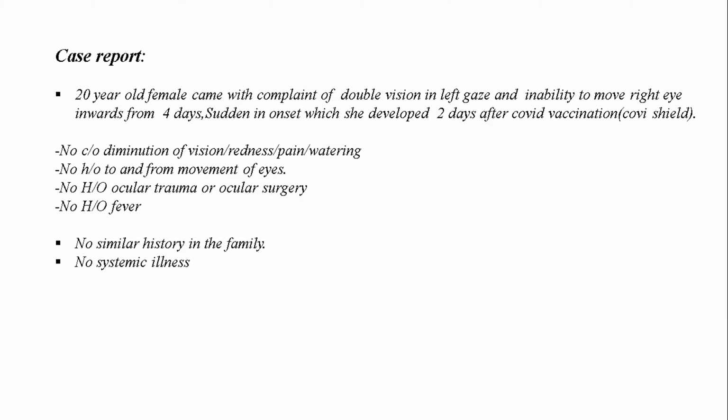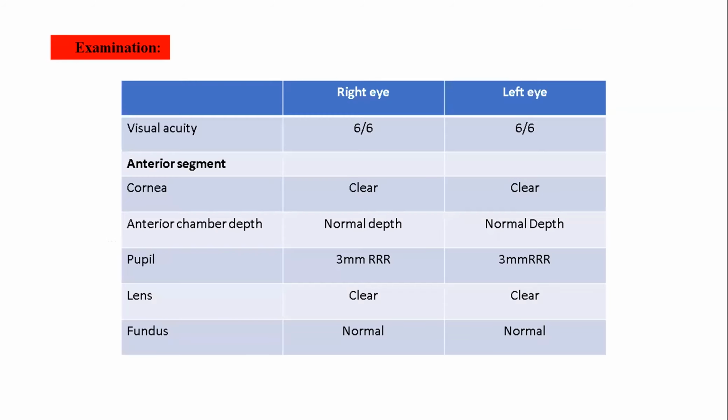Case report. A 24-year-old female came with a complaint of double vision in the left gaze and inability to move the right eye inwards for 4 days, which was sudden in onset and non-progressive, and which she developed 2 days after the COVID vaccination, that is the first dose of Covishield. There is no complaint of diminution of vision, redness, pain or watering, no history of to and fro movement of eyes, no history of ocular trauma or ocular surgery, no history of fever, and there is no similar history in the family and no systemic illness.